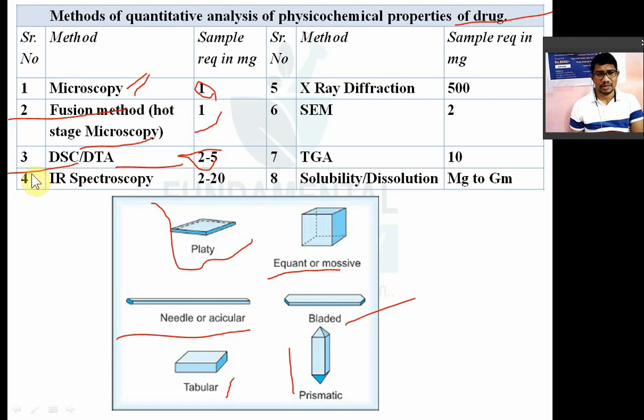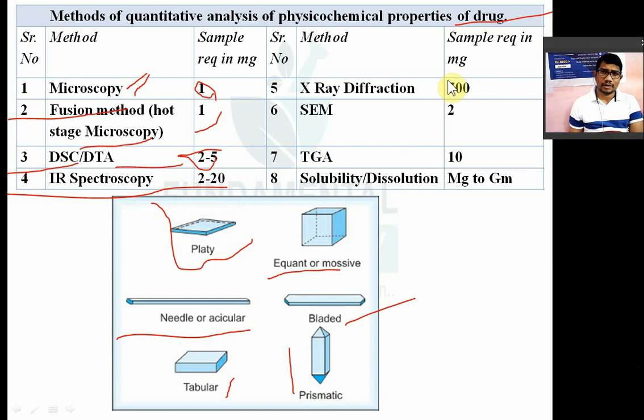Using DSC and DTA you can determine melting point, then boiling point, then heat of formation. How can you check all this? DSC, differential scanning calorimetry, and differential thermal analysis. Heat of fusion, etc. By using IR spectroscopy, you can measure the water content of that drug. So 2 to 20 milligram of sample is required for IR.